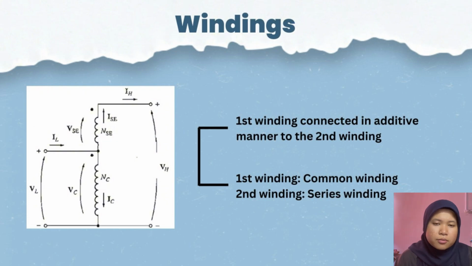The first winding of the autotransformer is connected in additive manner to the second windings. The first winding is called the common winding and the second one is called the series winding. It is called common winding because the voltage appears on both sides of the autotransformer, and it is called series winding because it is connected in series with the common winding.